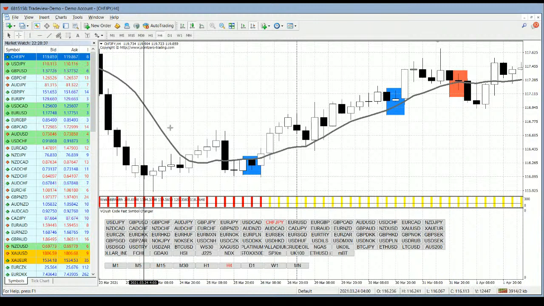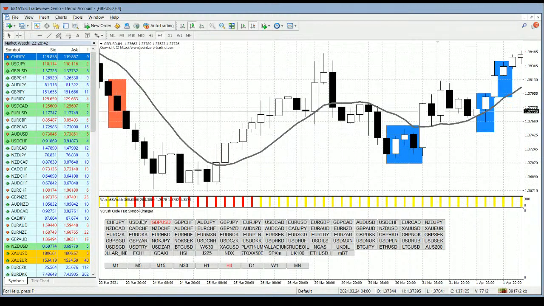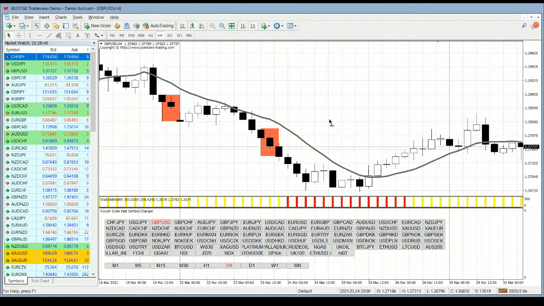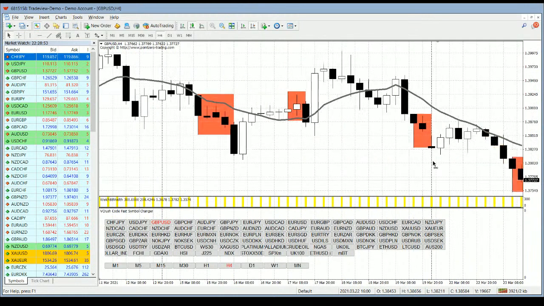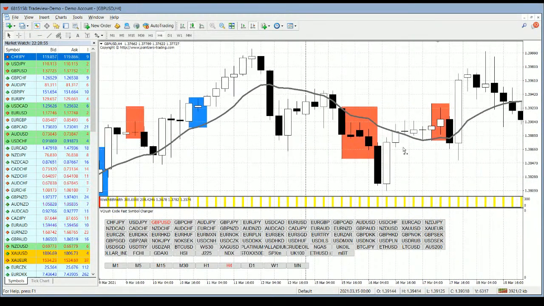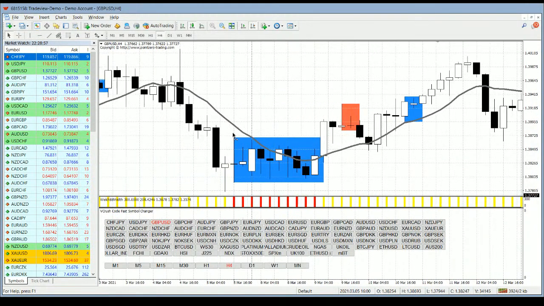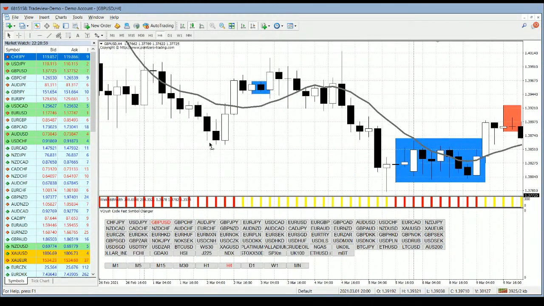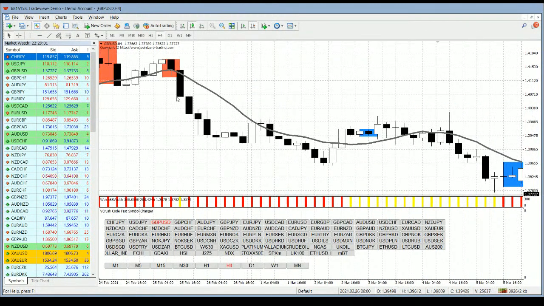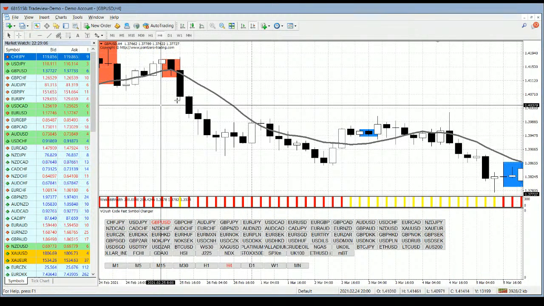So if I click GBP USD, I can move to the next pair and start to analyze GBP USD. For example, here there is no trade on GBP USD. Let's see where we got a trade. Here there is no trade. Let's see where we got a trade. Yes, here we got a trade. See, beautiful trade. Let's check.